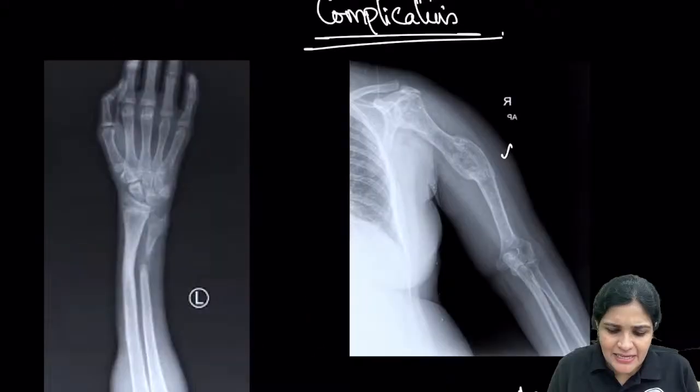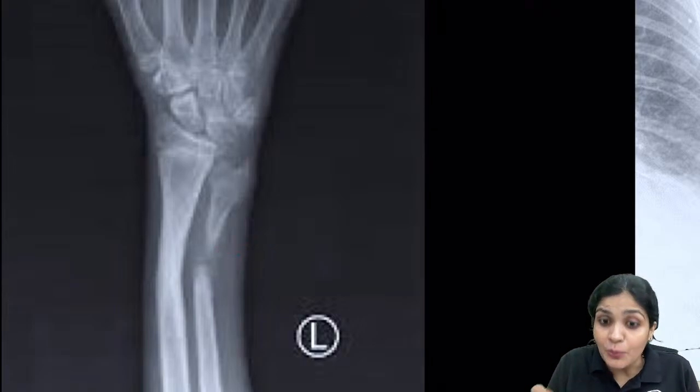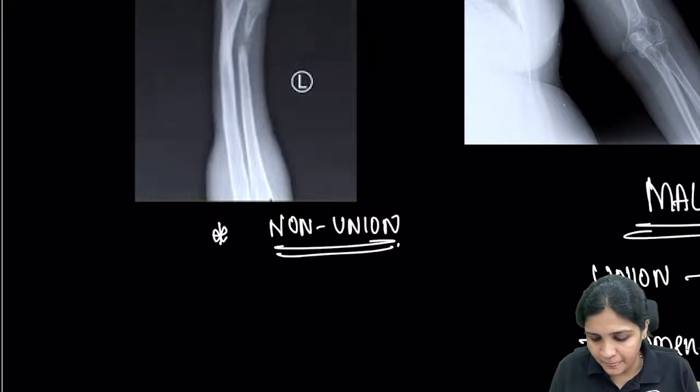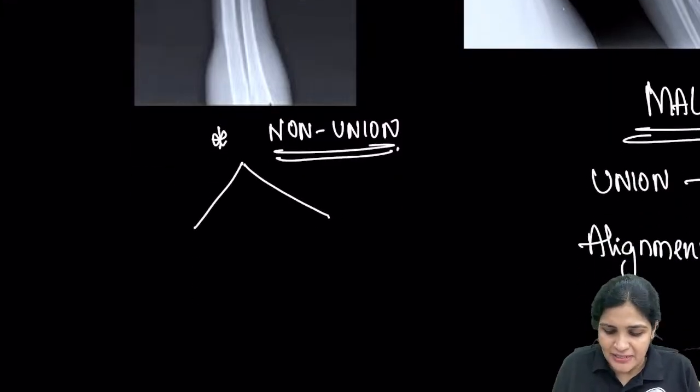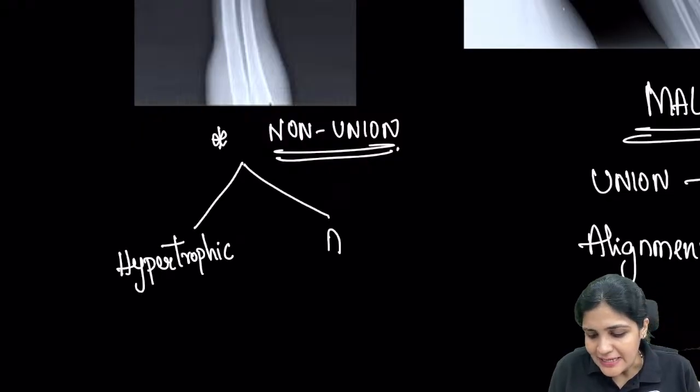But what is this? This is non-union. Very good. Why is there non-union? There is no union only, so there is a gap which you can see. Here what you have to remember is there are two types of non-union. First one is hypertrophic non-union. The second one is atrophic non-union.